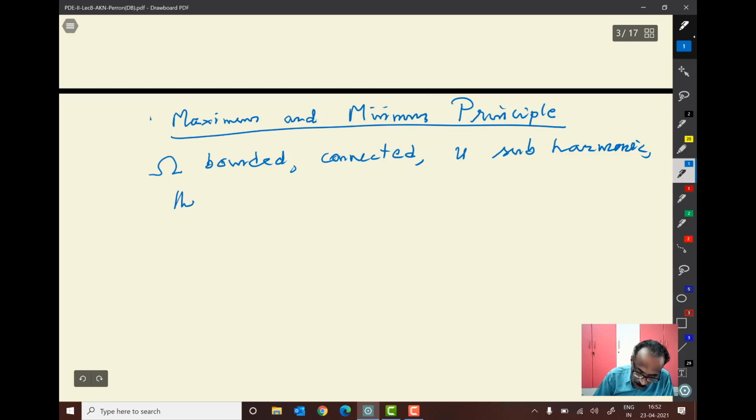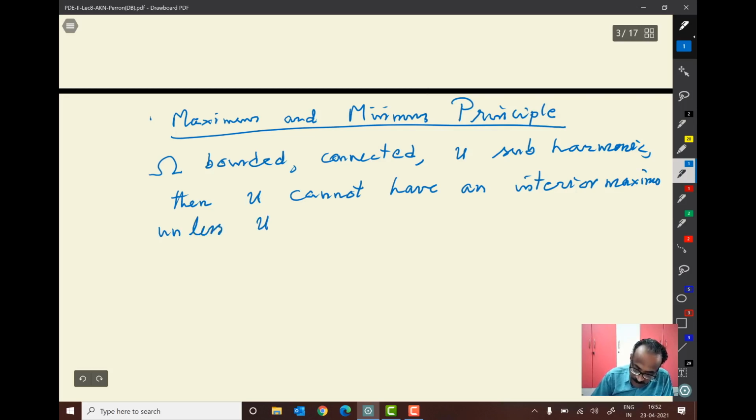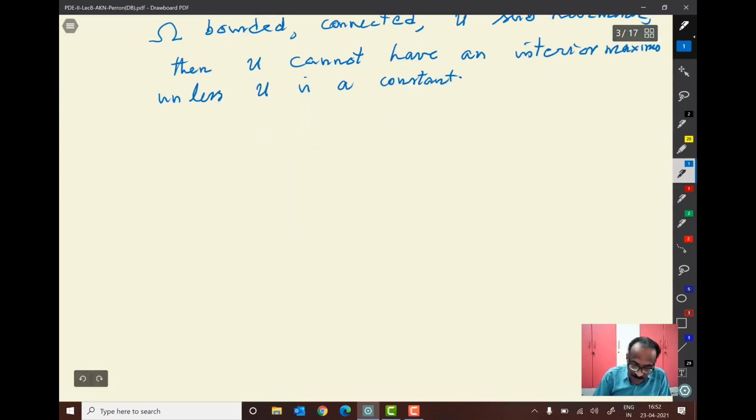then you cannot have an interior maximum, that is a maximum point inside, unless u is a constant. Of course, constant means every point is a maximum and every point is a minimum. If u is not a constant function and if it's a sub-harmonic function in a connected bounded set, then it cannot have an interior maximum. This has far-reaching implications.